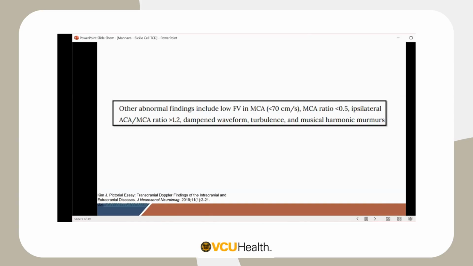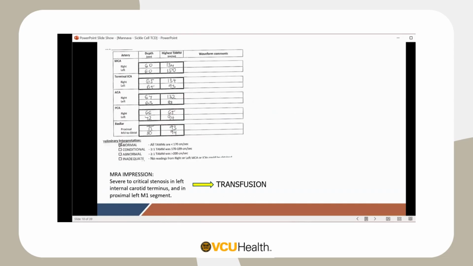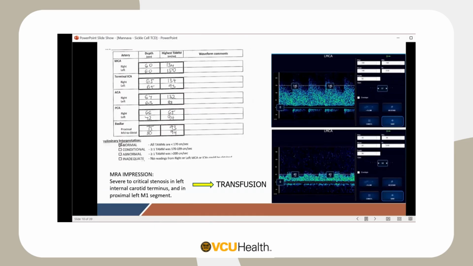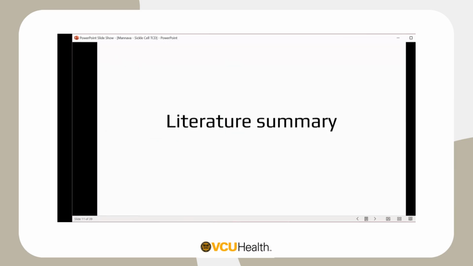TCD can also be used to monitor for low flow velocities, dampened waveforms, turbulence, harmonic murmurs, all sorts of things that have been described in the literature. A brief example of another case was where we saw exactly that finding, where the velocity went from the 140s and dropped off dramatically, which led us to question it. We contacted the provider, conducted follow-up imaging, and found that the patient had severe critical stenosis that was not known. They were started on transfusion therapy, hopefully helping to prevent future strokes.